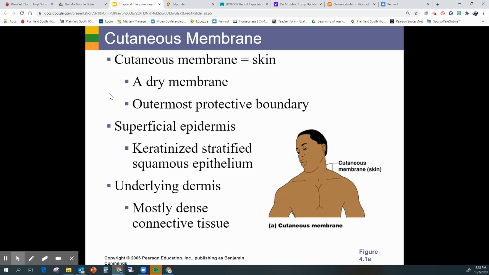open to infection. This tissue type is superficial epidermis, so it's keratinized stratified squamous, meaning that the tissue is dry, has a high level of a protein called keratin in it, right? And then it obviously is multiple layers because it's stratified squamous epithelial. We have an underlying dermis that is mostly made up of dense connective tissue. All right, so we're going to look at the skin itself in the next lecture, but this is just a basis of what it looks like.